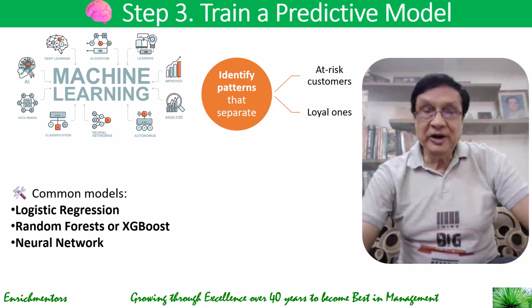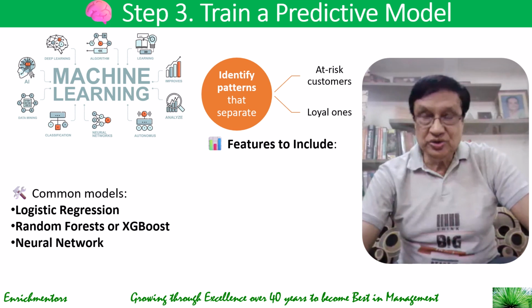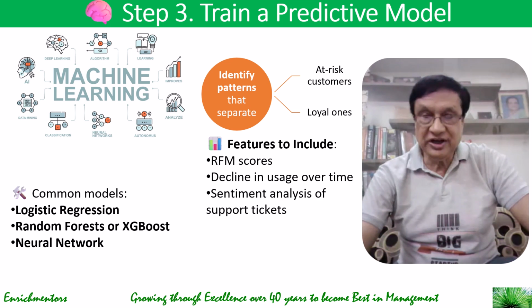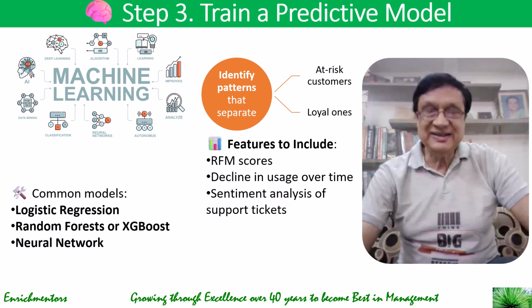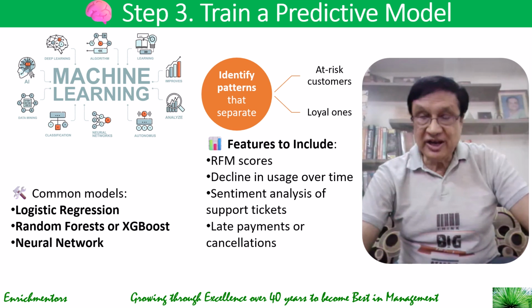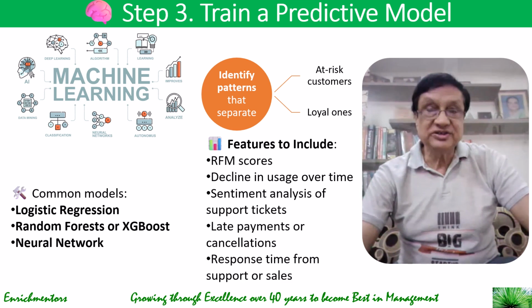Now, in training the predictive model, what features would you use? You could use RFM scores, recency, frequency, and monetary value, decline in usage over time, sentiment analysis of support tickets, late payments or cancellations, and response time from support or sales. So those are the things you need to do to train a predictive model.